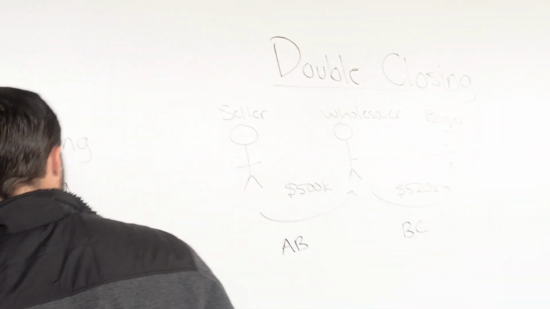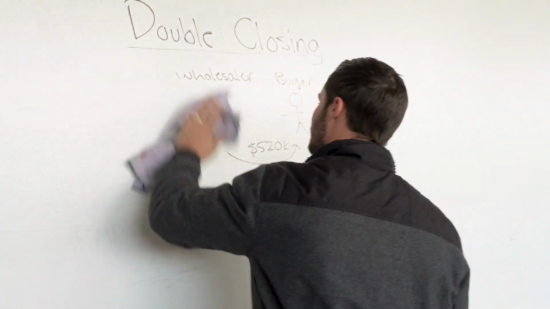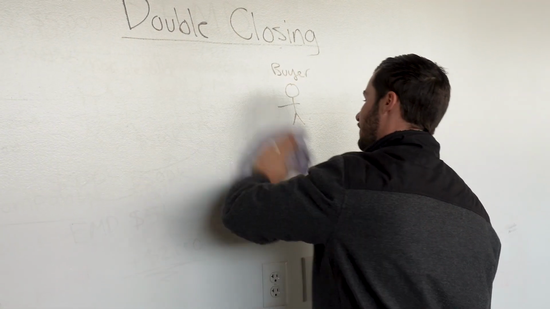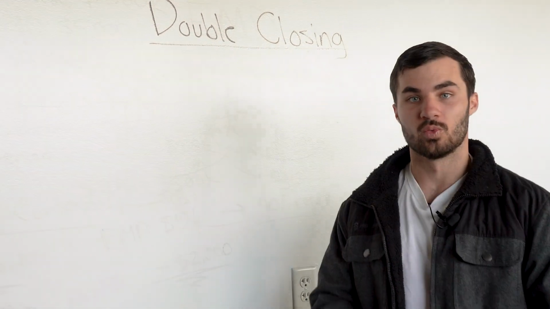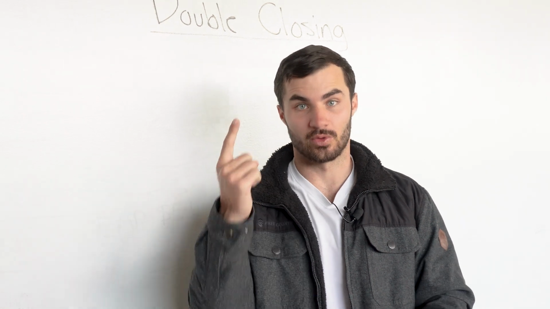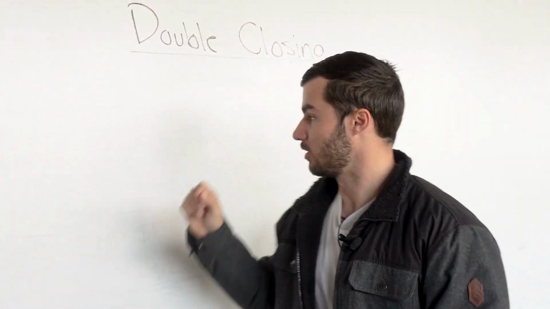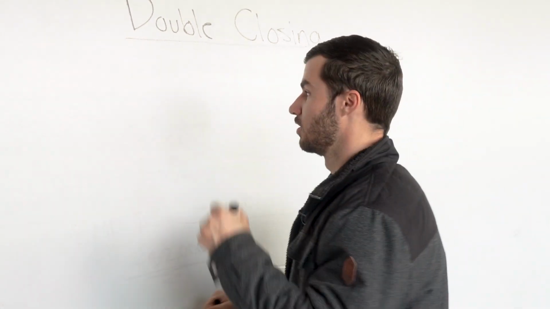Now, let's look at the transaction itself. So let me break down the same 4 elements I did for you on the last one. The first thing that you need to know is who are you going to work with for a double close? Now, on the last EMD, you can work with a wholesaler, you can work with a buyer. On a double close, you don't work with both. You just work with the wholesaler.